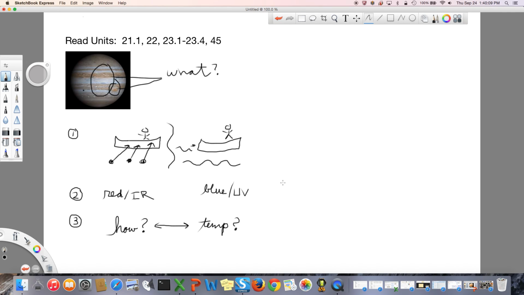We'll talk about those three things and more when we get together tomorrow so that we can explain why Jupiter looks the way it does.